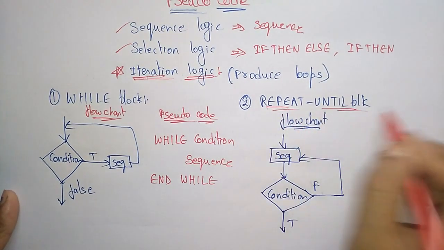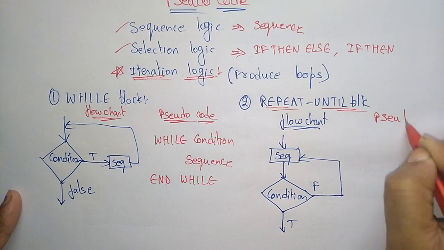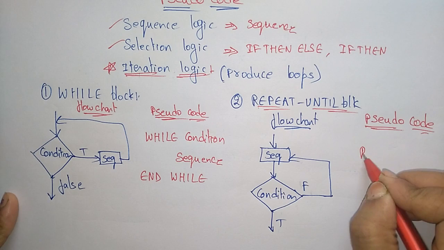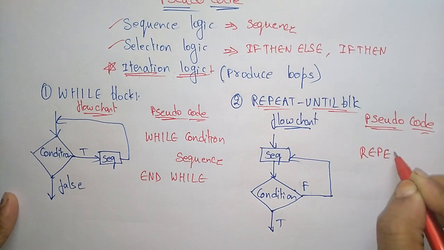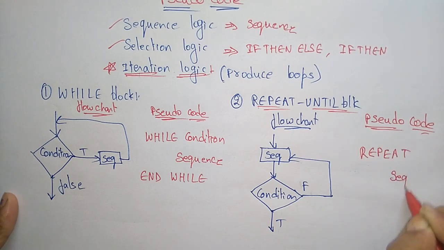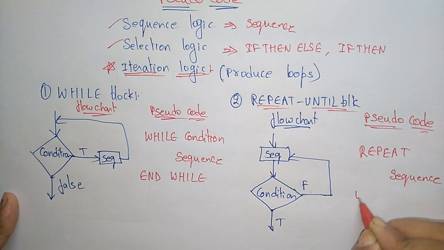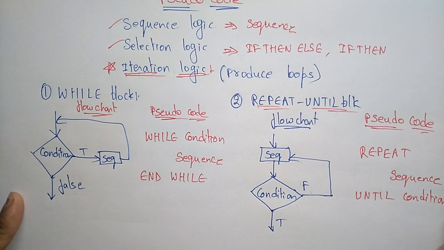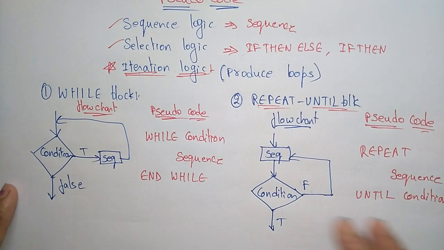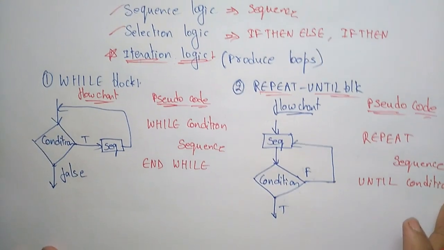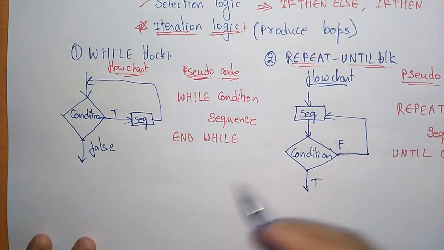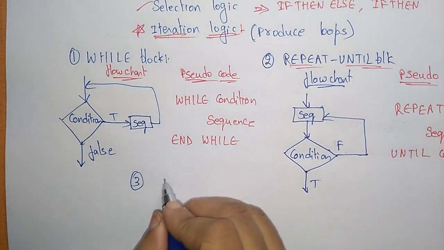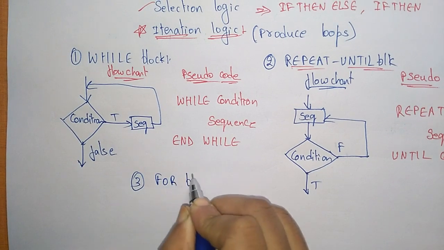Now let us see the pseudocode for this. REPEAT, the sequence, UNTIL condition. This is the way you write the repeat until block in pseudocode. Now coming to the third iteration logic, that is the for block.